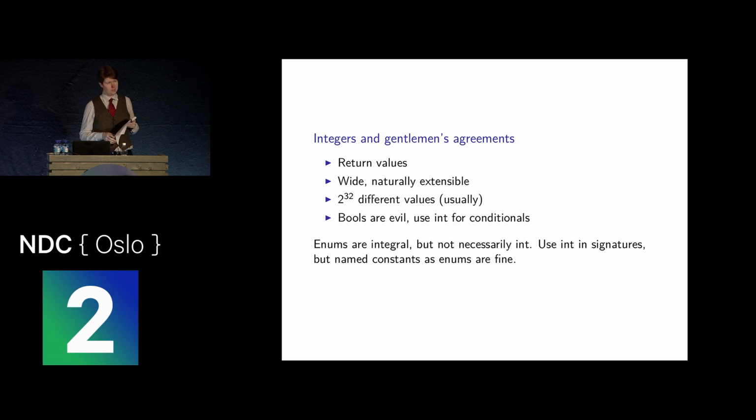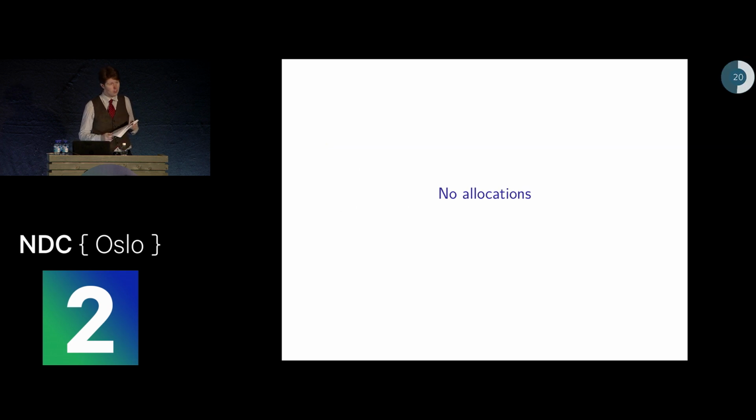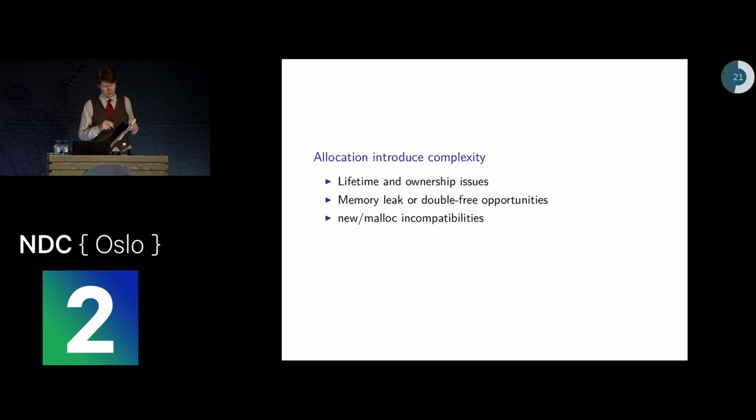Enough about ints. Let's talk about allocations. Don't do them. The problem with allocations is that they introduce a lot of complexity. There are a lot of questions that arise, sometimes subtle and sometimes not, that you will quickly get bitten by if you allocate a lot.